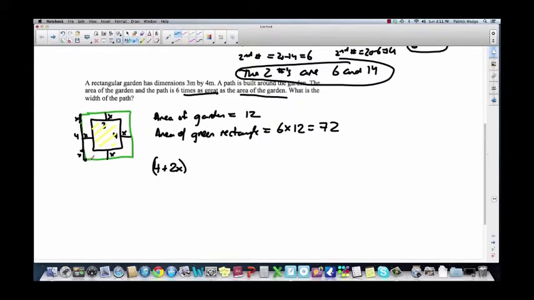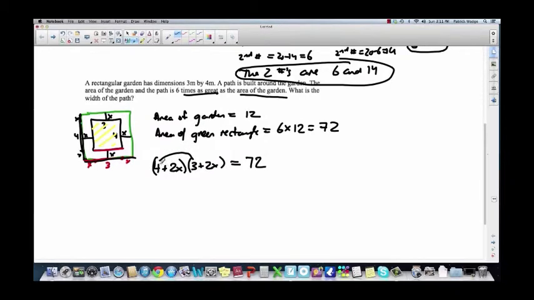Very similar to going this dimension, I'll do it in red. This dimension here, from here to here, is how much? Same as that, so it should be 3. This is x, and this is x. So the other dimension is 3 plus 2x. And if we're interested in the area of the whole green rectangle, we multiply this dimension, 4 plus 2x, times this dimension, 3 plus 2x, and we get 6 times as much as 12, which is 72. We get 72. Okay, let's expand.